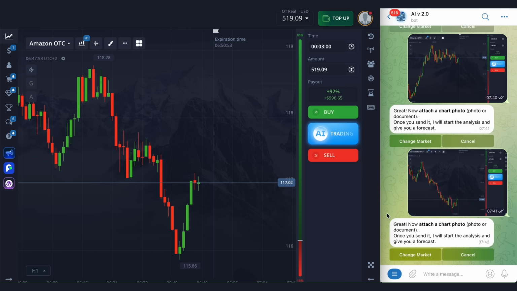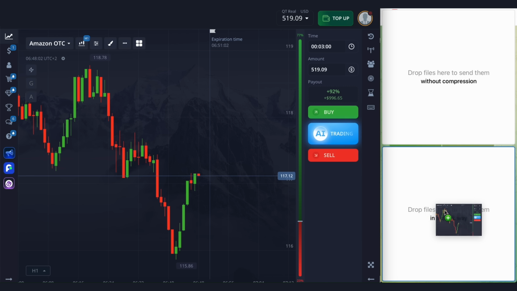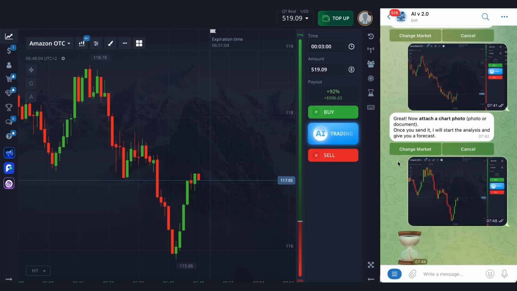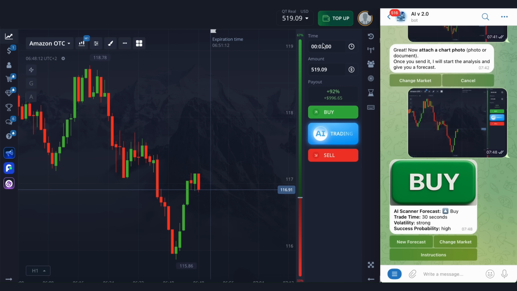Amazon OTC. That's gonna be our next trade. Let's go ahead and take a very nice screenshot of Amazon OTC and send it in for our AI screener. We're gonna hold on tight and see how the prediction is gonna come for this trade. It's building strategies, studying candlesticks, and what is it gonna be, people? It is a 30 seconds buy.